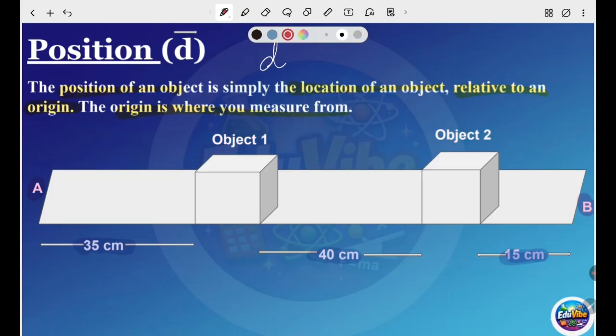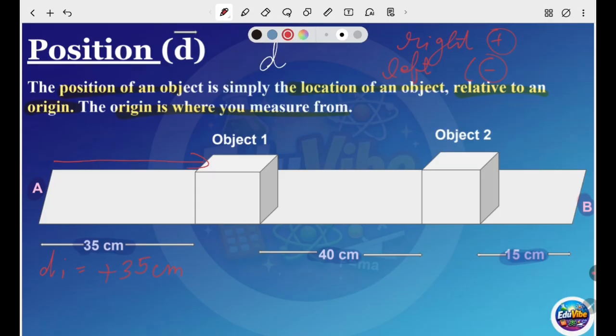So how can we deal with this? Here we have the initial distance. From here to here it goes to the right side. If they go to the right side, our initial distance is positive 35 centimeters, because we go right and we say that right is positive and left is negative.